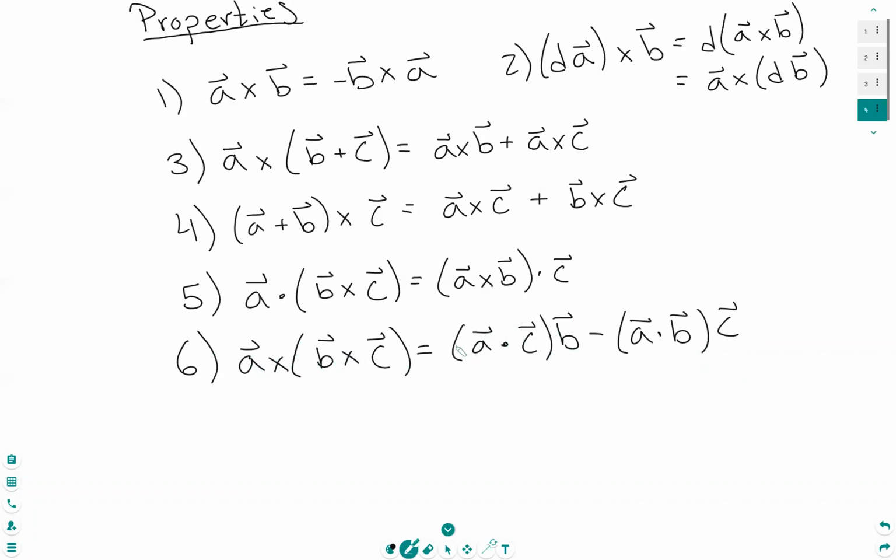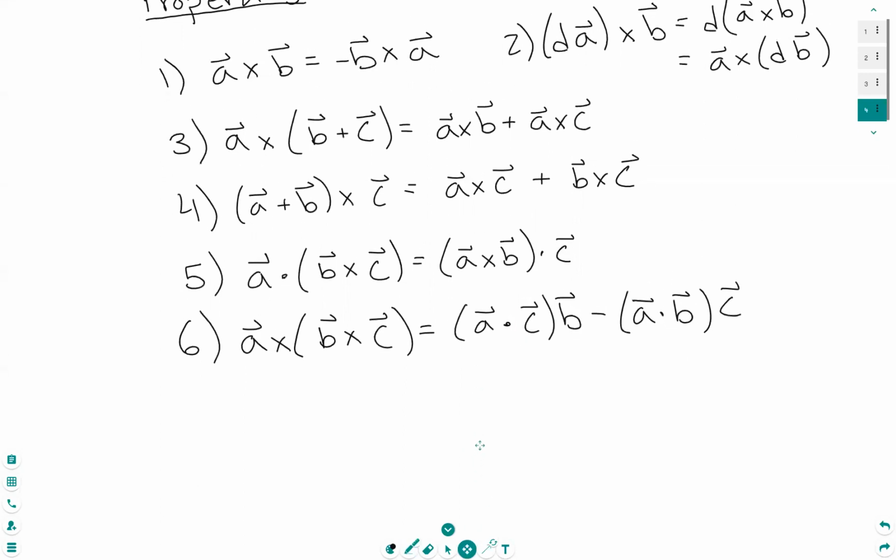It involves the dot product. We have A dotted with C times B minus A dotted with B multiplied by C. Okay. So we've got about 10 minutes left, a little bit of time. Give you a second just to write those down if you need to, and then I'm going to make a new page where we'll discuss the triple product.